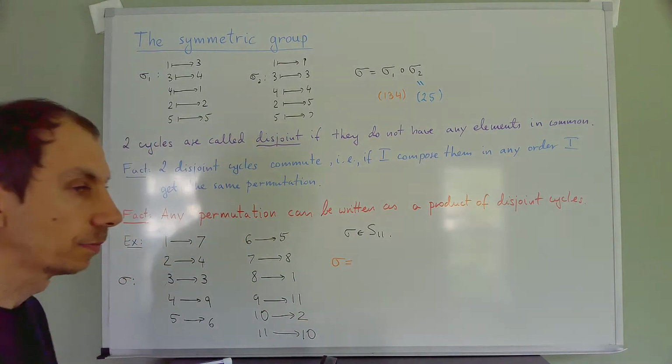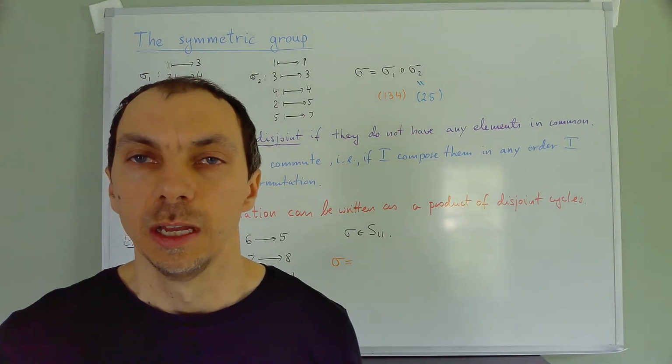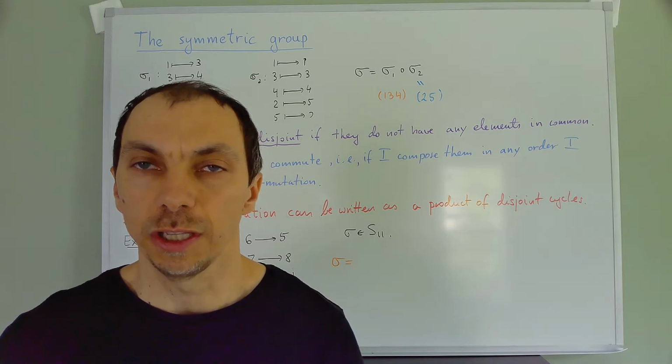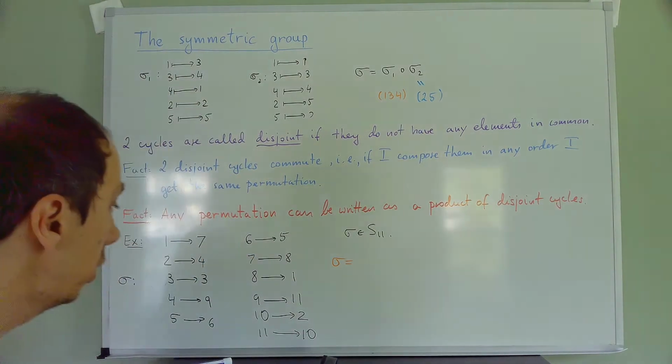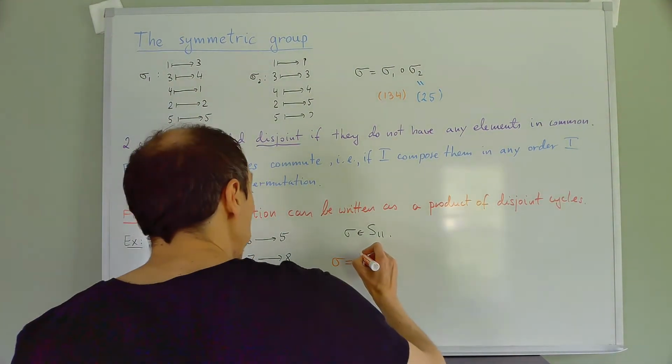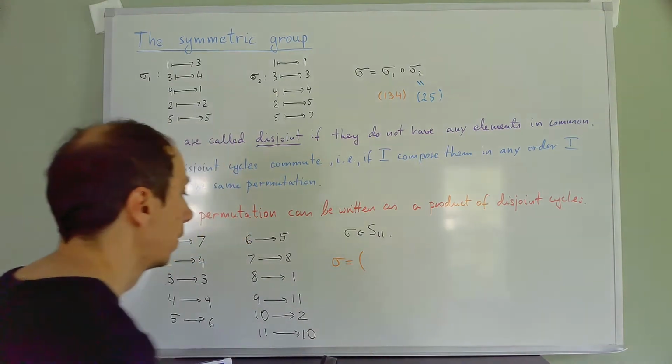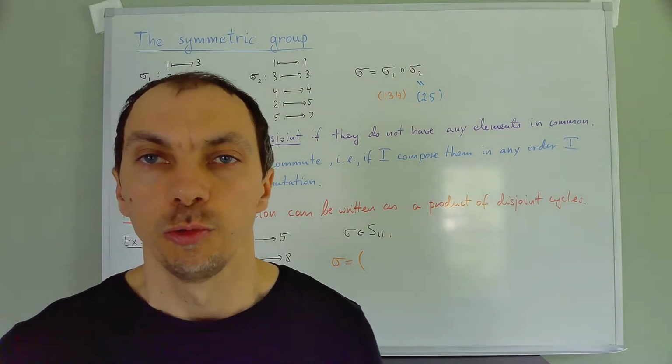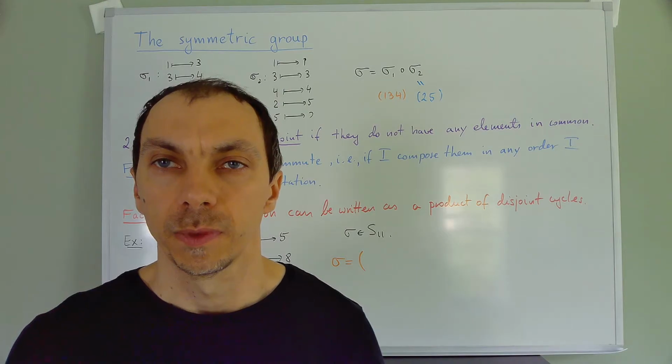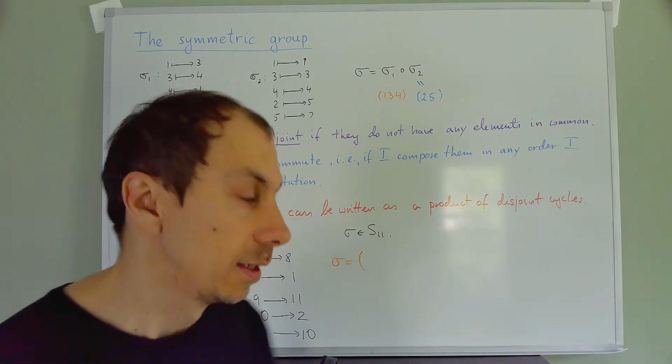How do you do this? There are several ways to do it, but to keep organized, you can first open parentheses for the first cycle, and you start with the lowest number that isn't fixed.